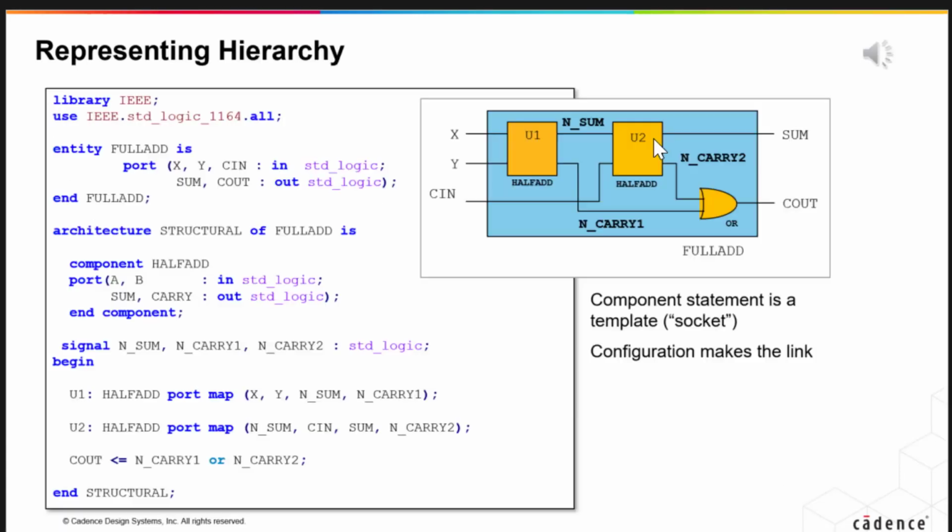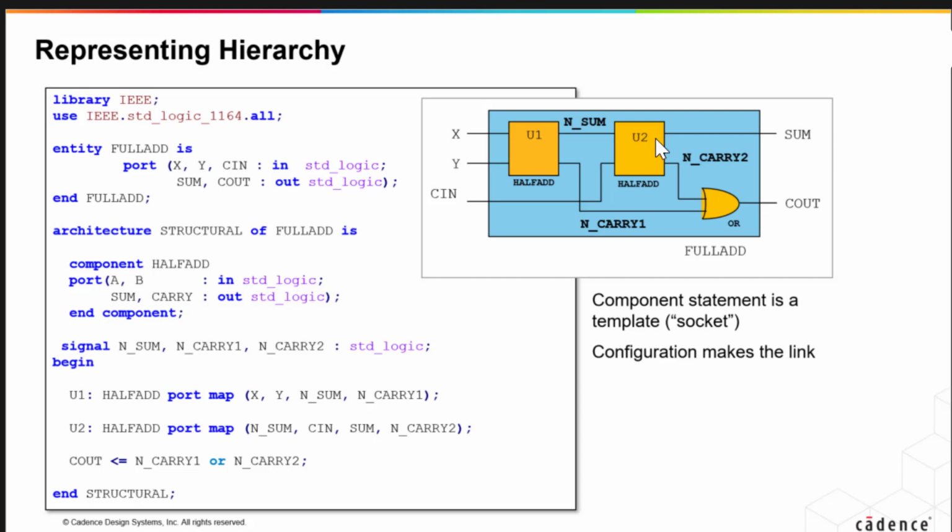To build up a hierarchy in VHDL, we need to declare components and instantiate them to provide the sockets into which we plug chips. The chip in this case is an entity and a single architecture of that entity which together define the interface and behavior. The VHDL construct that plugs the entity/architecture into the component socket is the configuration statement.